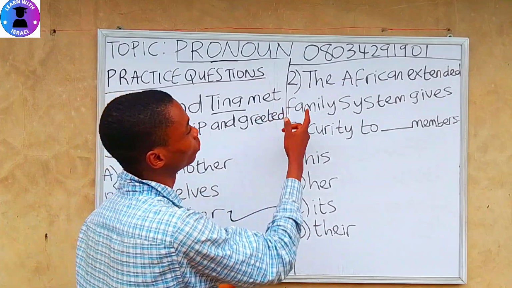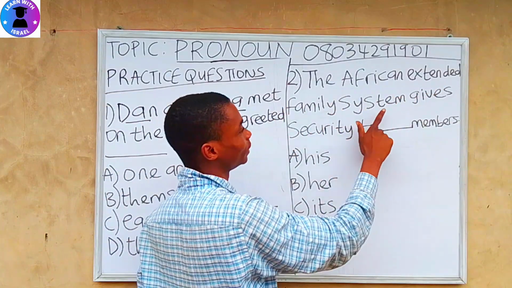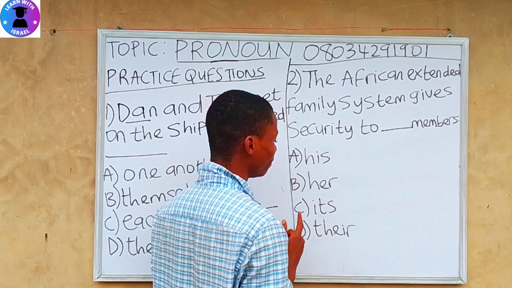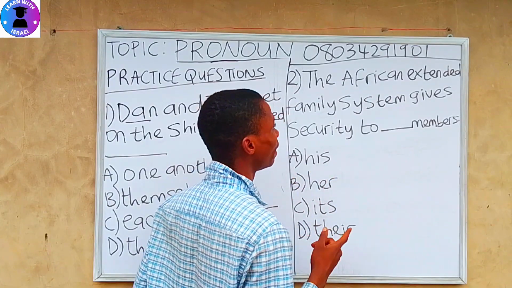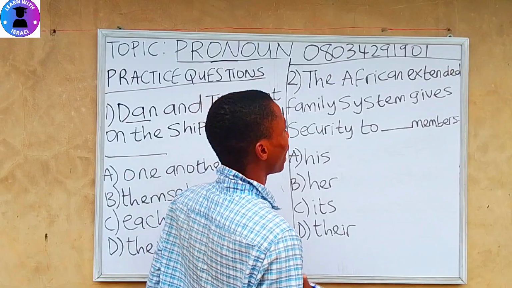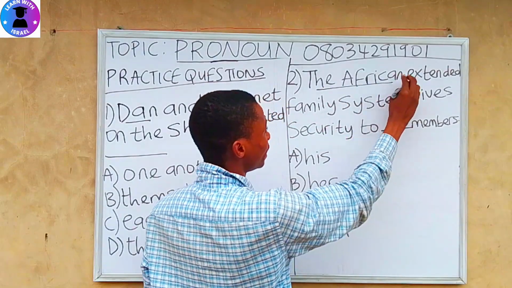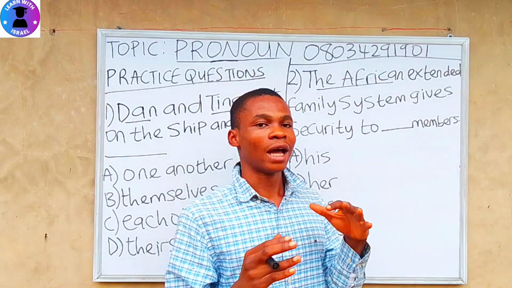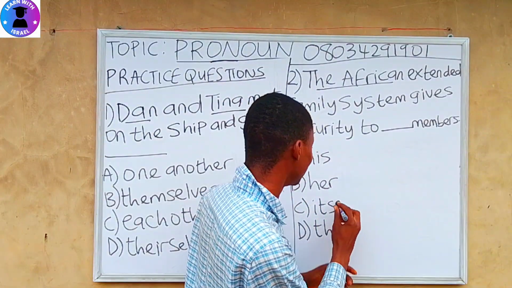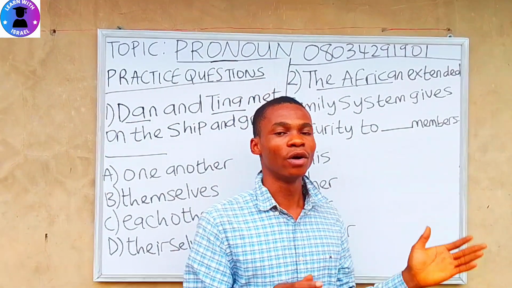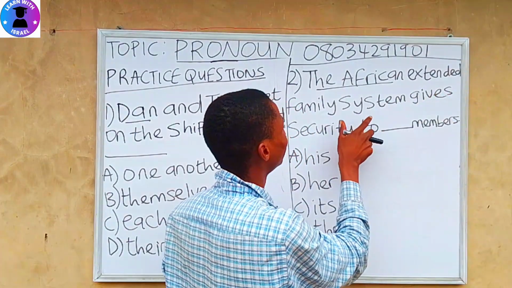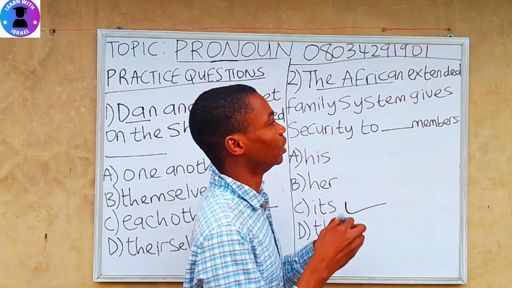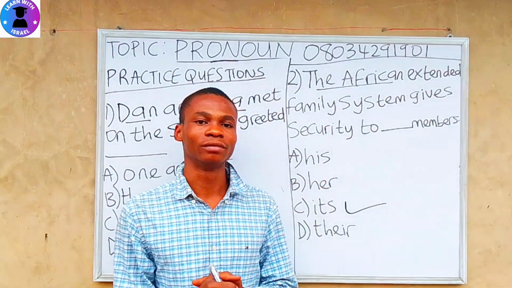Question 2. The African extended family system gives security to dash members. A is members, B are members, C its members, D their member. So the African extended family system here doesn't tell us the gender, so we are going to go with non-person. When I say non-person, I mean it does not refer to whether it is male or female. The African extended family system gives security to its members. Its members. So let's move to the next practice question.